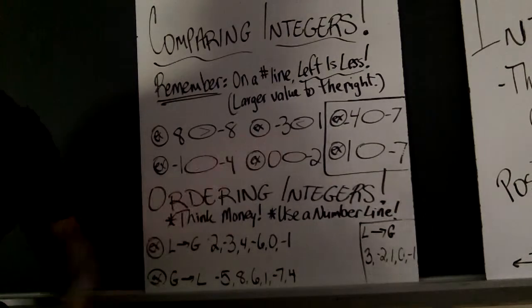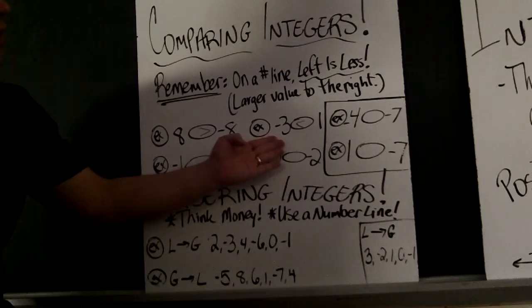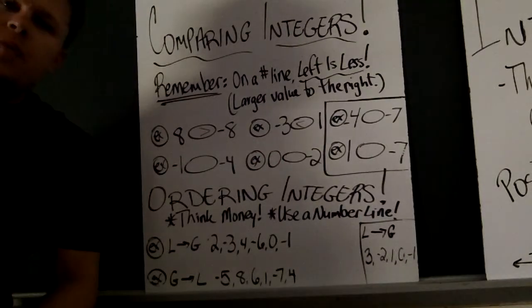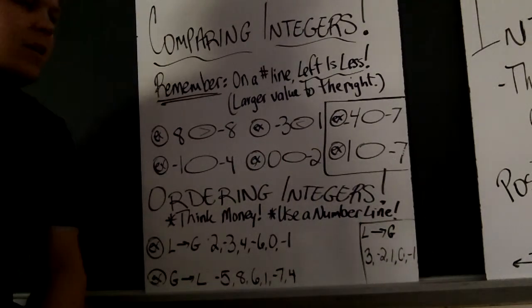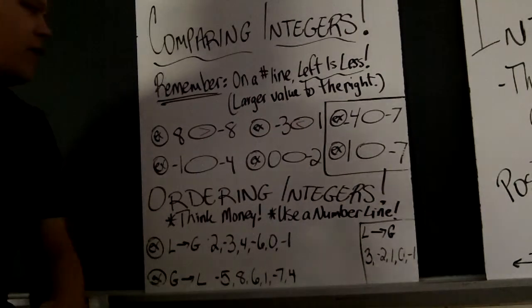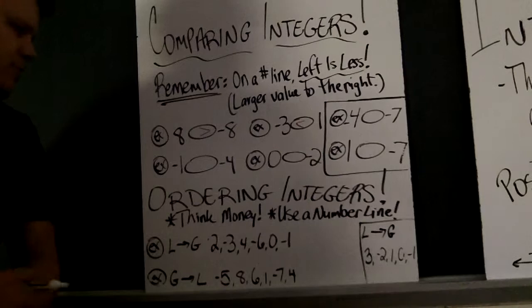And I also tell my students this. Think about this in terms of money. Would you rather owe somebody $3 or have $1? I think we're all going to agree it's better to have $1 than to owe $3. So the greater value is going to be the positive 1. The mouth always goes to the greater value.